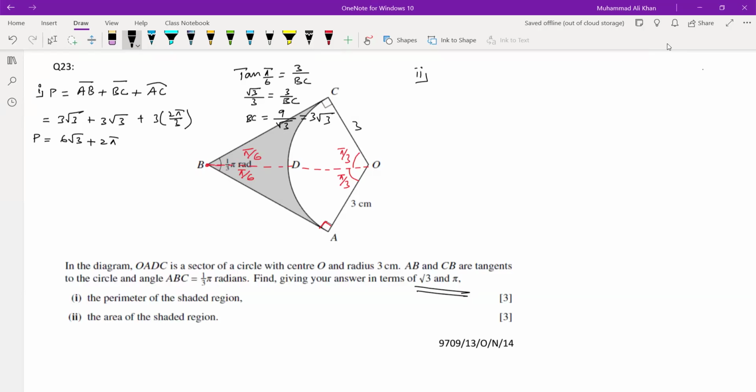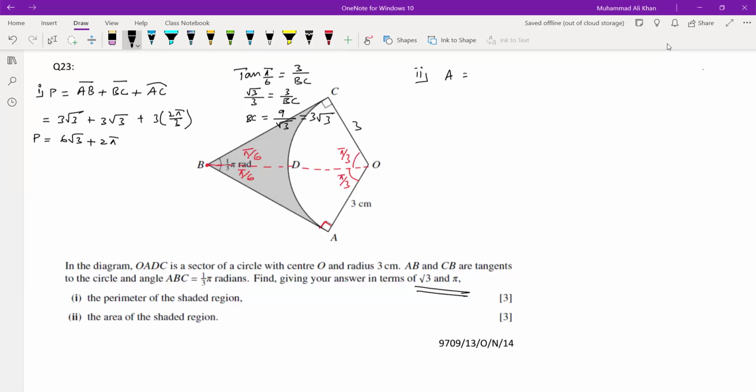Area of the shaded region. Area of the shaded region is area of the complete diagram minus area of the sector. So I'm calculating area of the complete diagram. The complete diagram consists of two triangles. And what is the area of the triangle? We have the length BC 3 under root 3. We have the length CO, which is 3, and it's a right angle triangle.